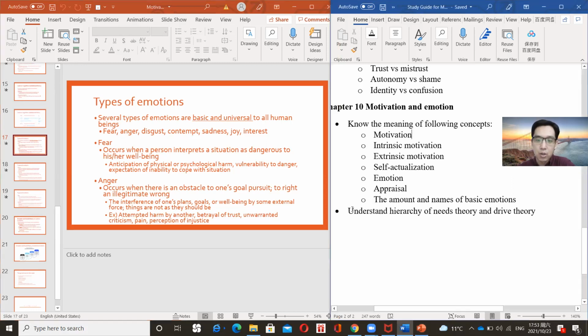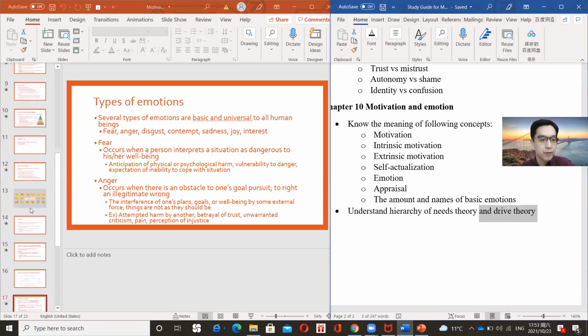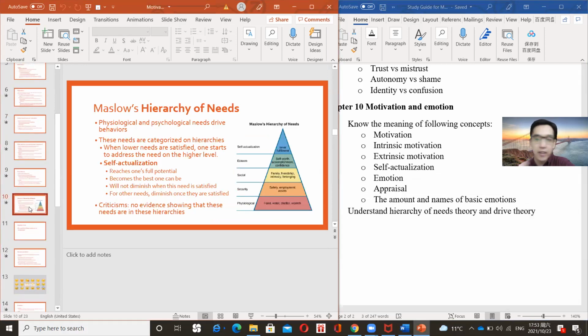And next, we need to understand hierarchy of needs theory and the drive theory. So these 2 theories are about motivation. Hierarchy of needs theory is the theory that believes that people have all kinds of needs to be satisfied. We need to satisfy those needs so that we can live well. Because we are living creatures, we need to have needs to be satisfied, to be met. So those needs are categorized or classified on different hierarchies.